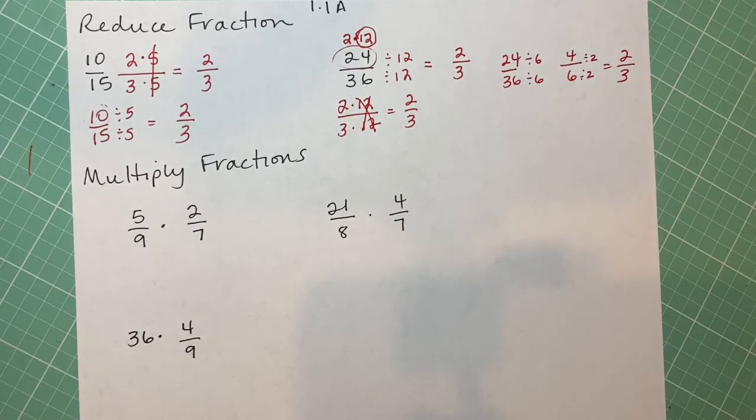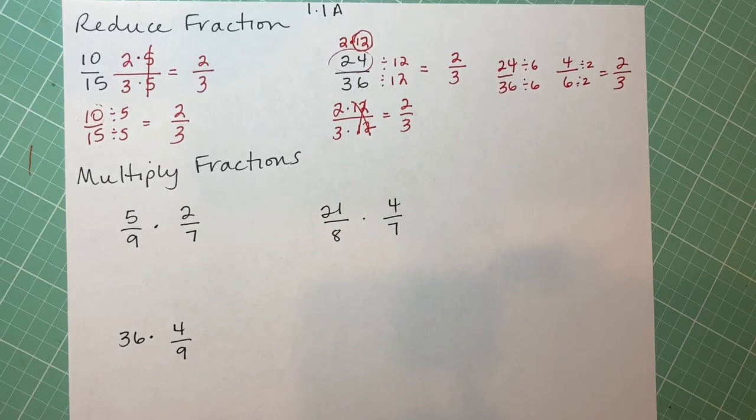So any of those ways are fine to work it. Just pick which way makes more sense to you. Just always check before you finish that it's in simplest form, that there's not another number that would go into both of those.